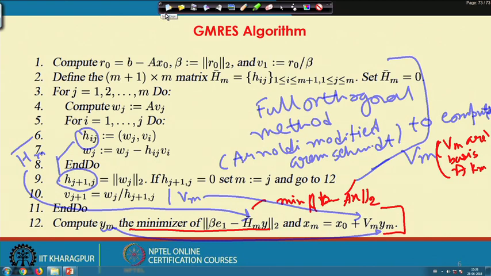So, instead of solving a large equation system, we are trying to find the minimizer of a smaller function, or we are trying to solve a small number of least square equations.